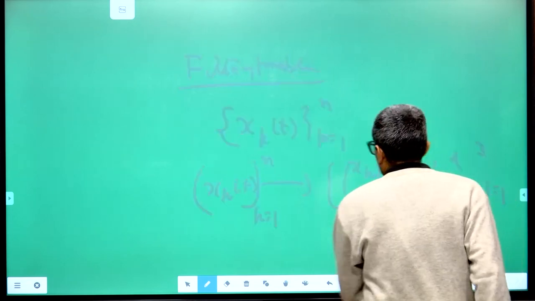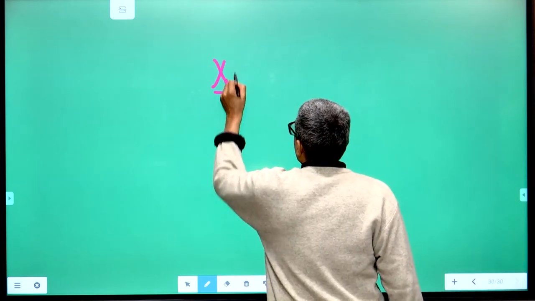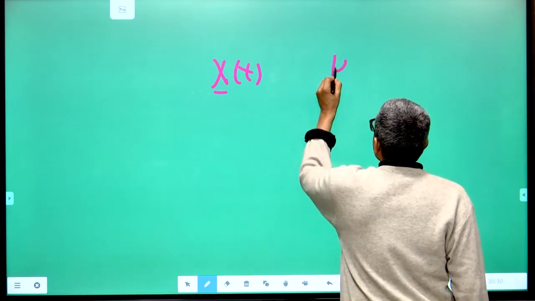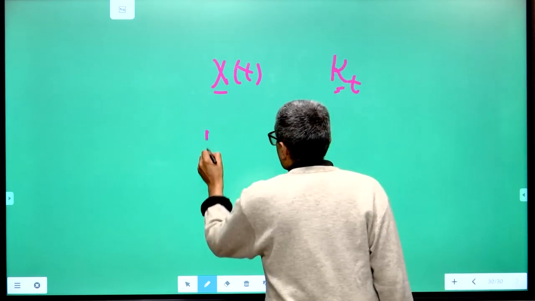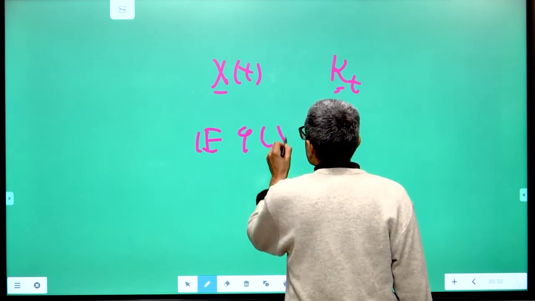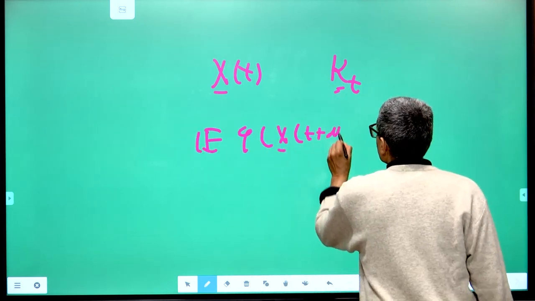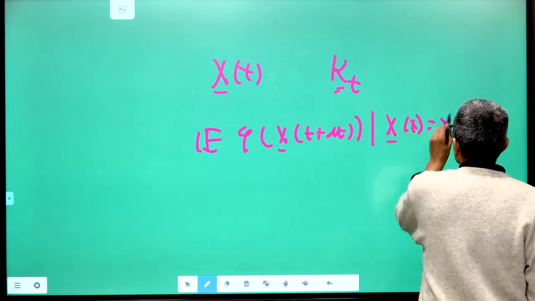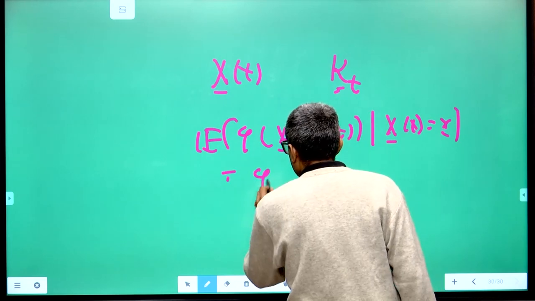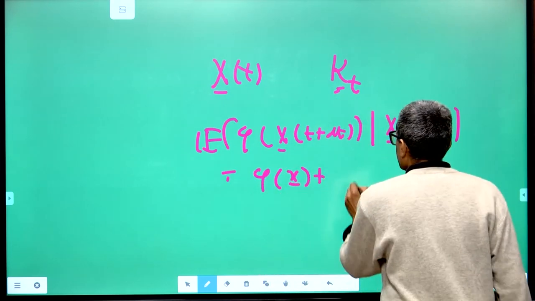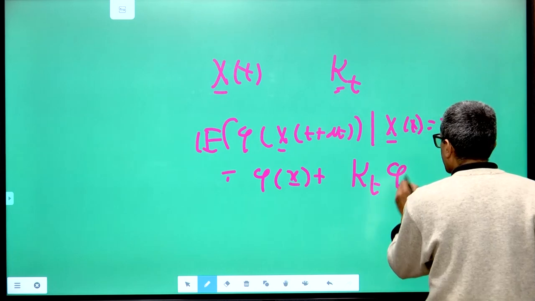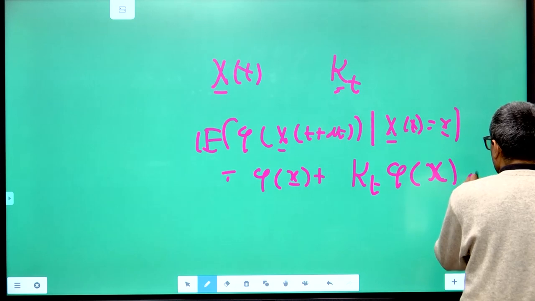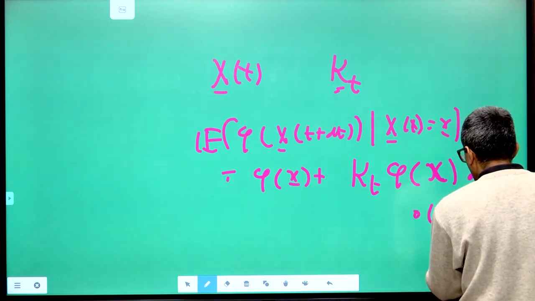So you can assume that you have a vector valued Markov process x(t) built out of all the x_k's. This is a Markov process with a transition generator K_t. That means that the expected value of phi of x(t plus dt) given x(t) equal to x is nothing but phi(x) plus the generator K_t, which is a linear operator acting on this function phi at x, into dt, plus small order o(dt).